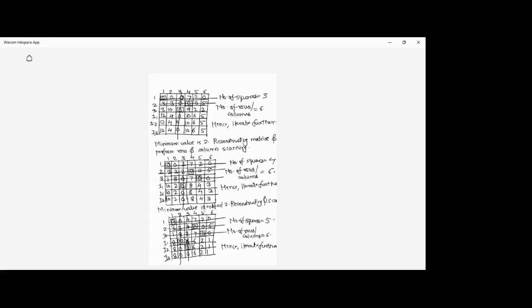Right. So now I'm going to repeat this entire thing on the next page, so that you get an idea of what is happening. Right. So just a minute.